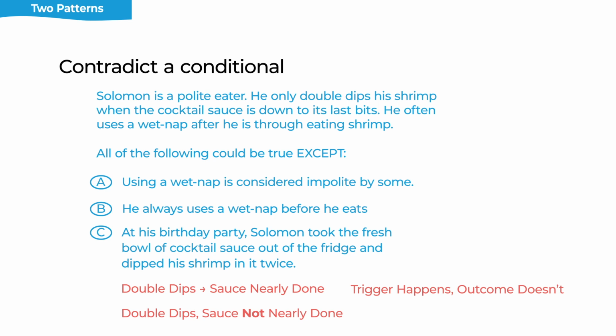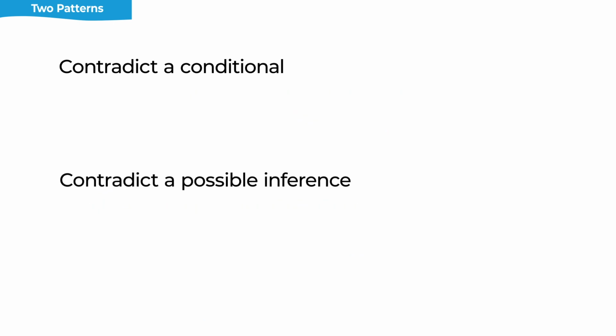It contradicts a conditional. One of the ways in which they make that answer less obvious and less appealing is by putting in extra details like birthday party or his fridge. If we see a conditional in the statements, we should pay a lot of attention to it because it's very likely that a correct answer will do this, say that the trigger happens, but say that the outcome isn't happening. The other type of correct answer on a must-be-false question is an answer that contradicts something that we could have inferred from the statements by pulling two or more facts together.